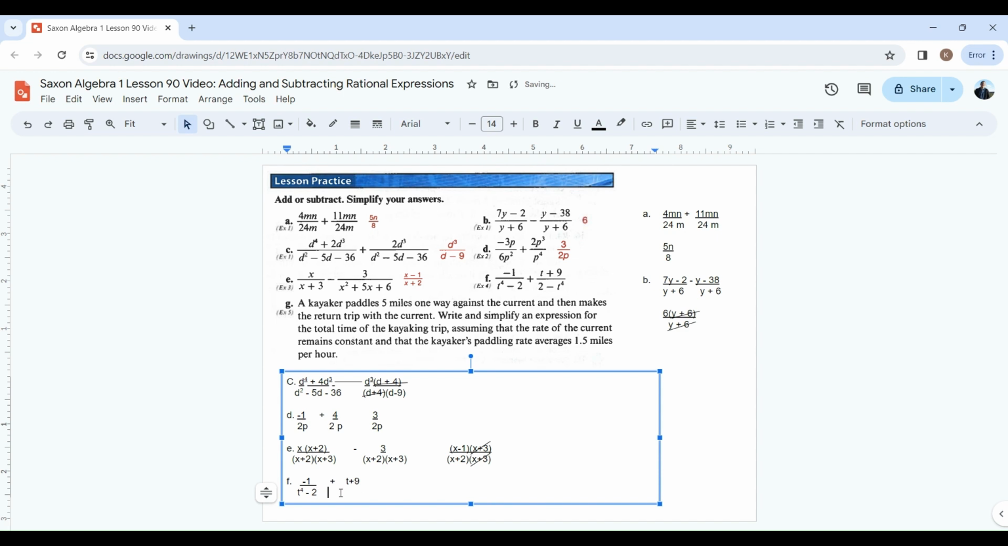Okay, I see what's going on here. This is a special kind of problem. If you ever run into a problem like this, notice the only thing making the denominators different is that the signs in the terms are different. Notice this one is positive t to the fourth minus 2. This is negative t to the fourth plus 2 if I switch the order.